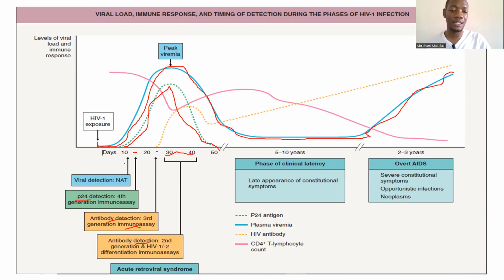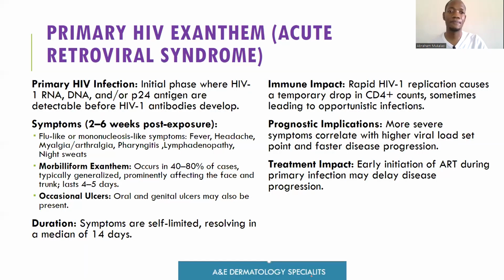But for PCR, it comes a little bit early. So this period here is what we call the window period. After that, we have a phase of clinical latency whereby the person is okay, but the virus is continuously dividing, and you find that almost all the tests can now be positive. Then after that, we get overt AIDS if someone has not started medication, with opportunistic infections and the rest.